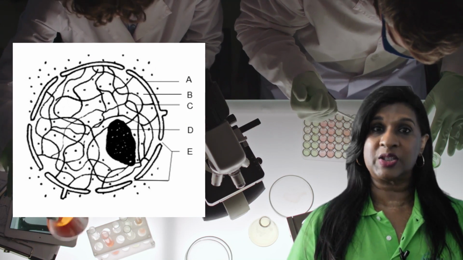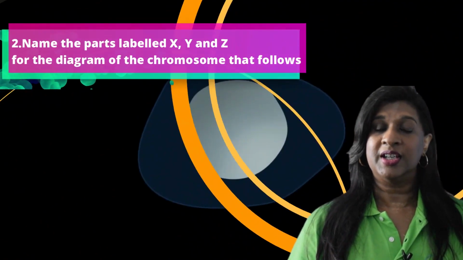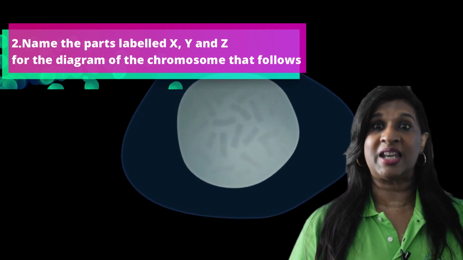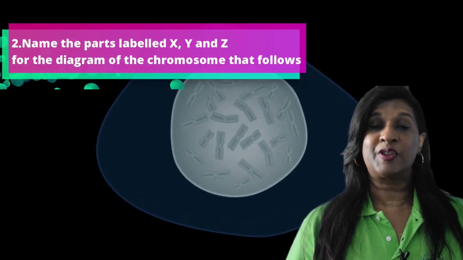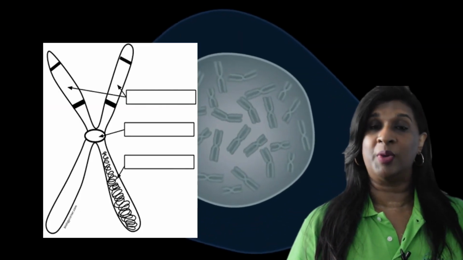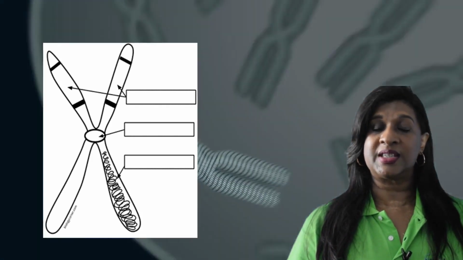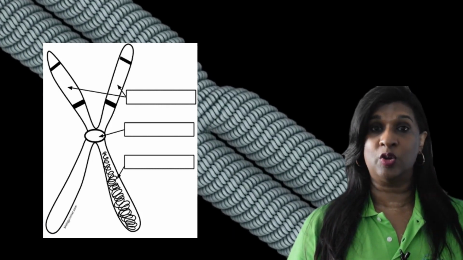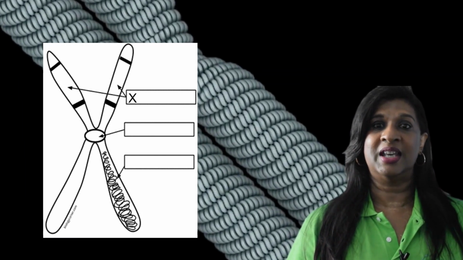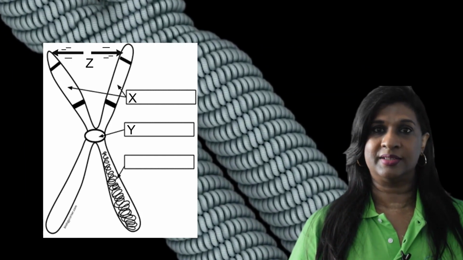If we look at our next question, question 2, it says name the parts labeled X, Y, and Z for the diagram of the chromosome that follows. So you can see a diagram of one chromosome and you've got the labels X, Y, and Z.